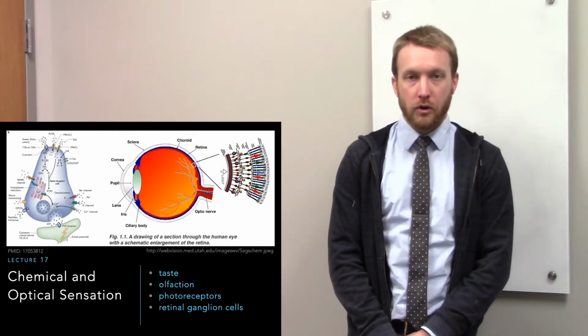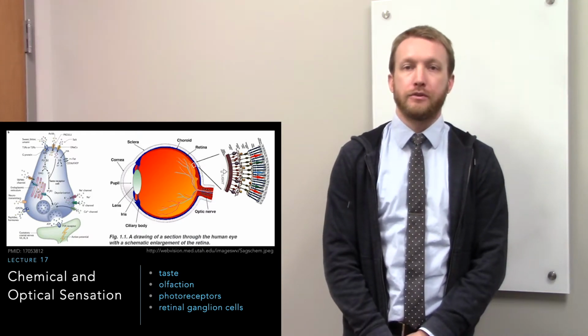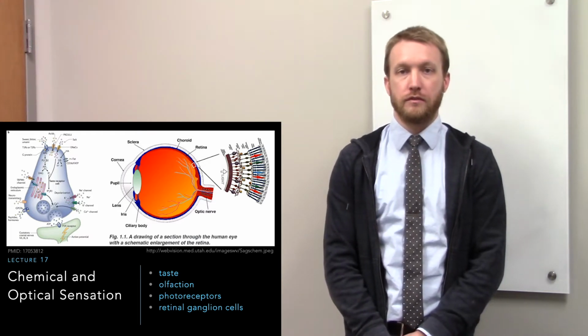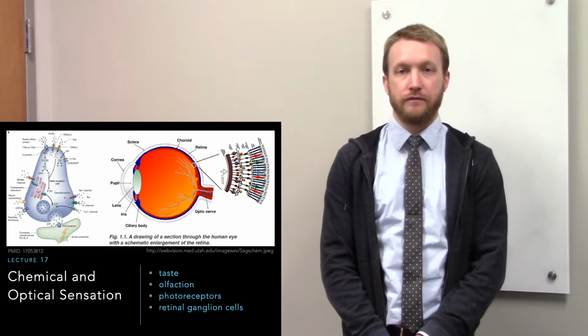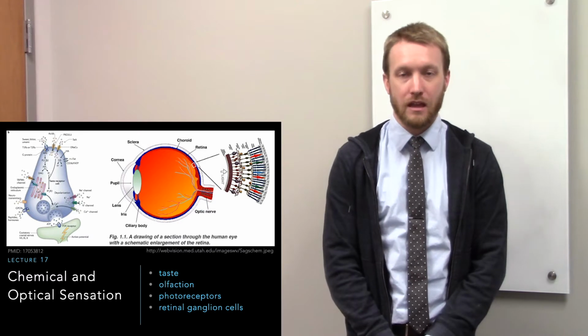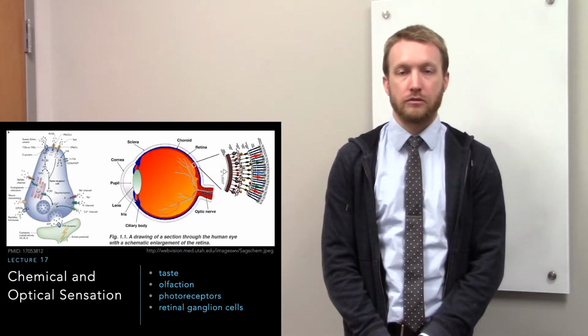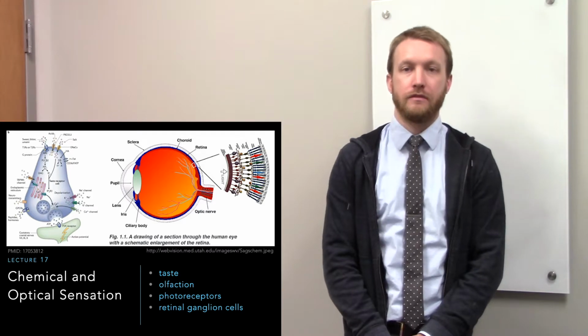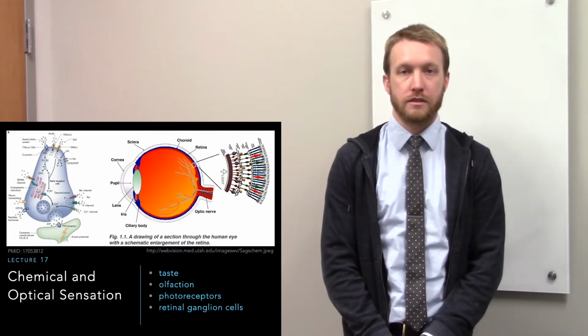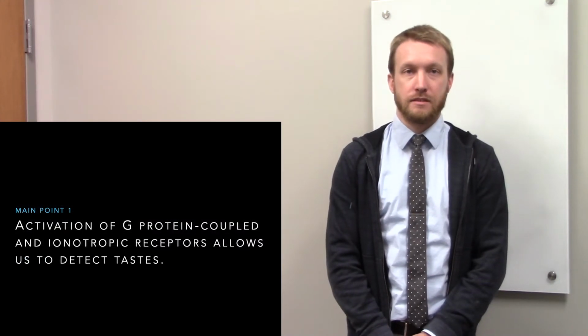There's a very small component of this where we have direct light sensation from retinal ganglion cells, but your typical visual circuit is going to involve detection of light by photoreceptors, stimulation of bipolar cells, then stimulation of retinal ganglion cells, which project back to the lateral geniculate nucleus of the thalamus and eventually hit the visual cortex to create visual perception. We're going to start off with taste.